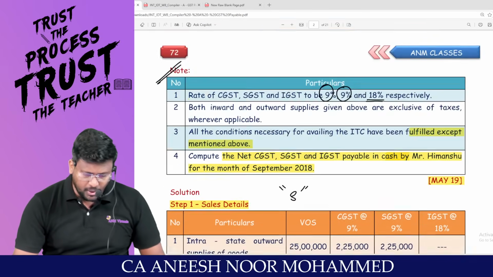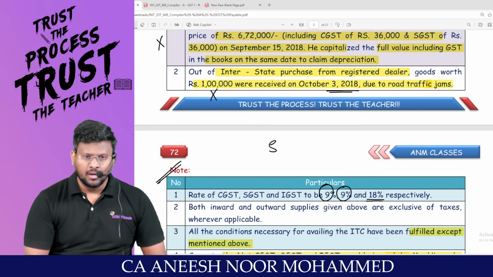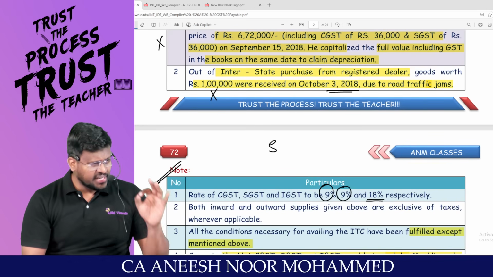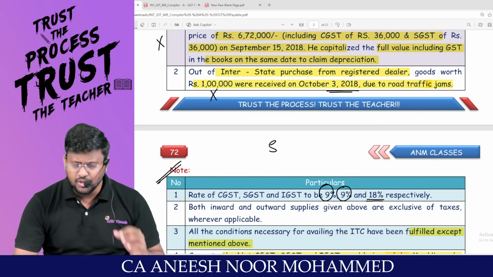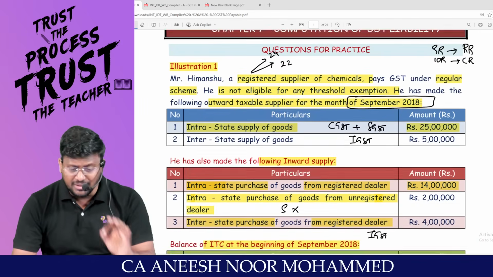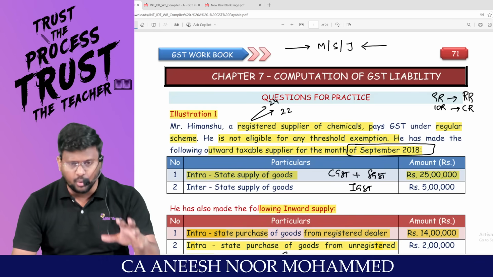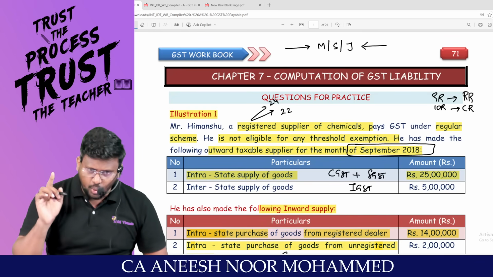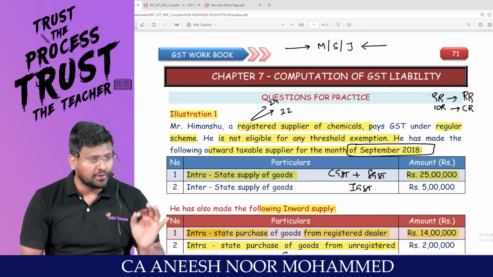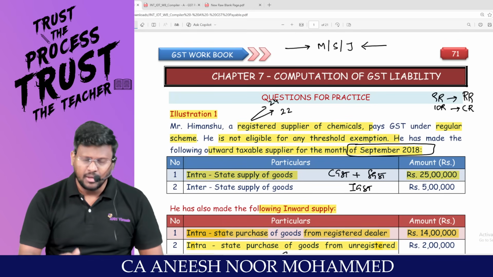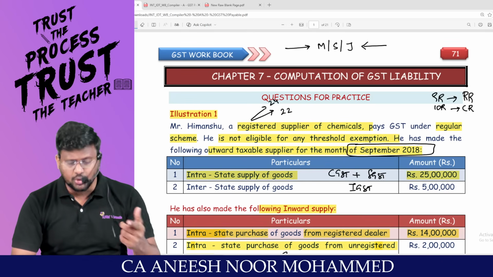Let me come to one by one. What is step number 1? Sales details. Sales details will give you the output tax collected. You know, majority of the students are ignoring this area, in the sense of computation of GST payable. The reason why they are ignoring is mainly because they don't know the full GST. If we spend our time, out of 10 marks, if possible 10 out of 10 we can get. At least 7+ marks can easily be scored from this area.